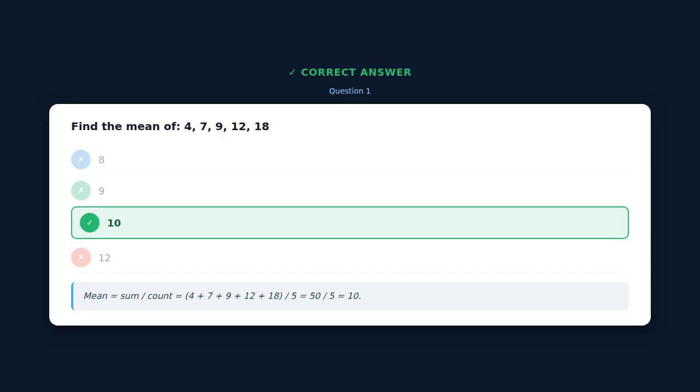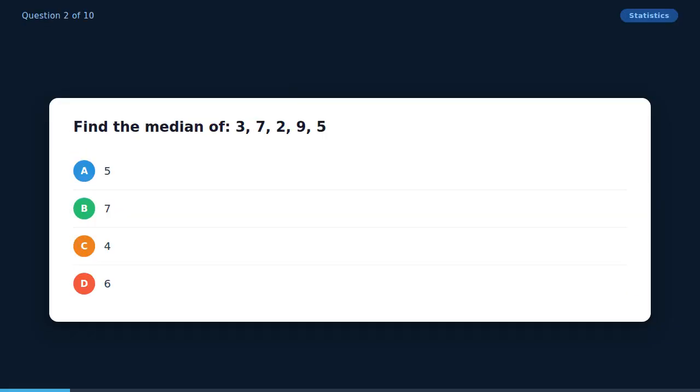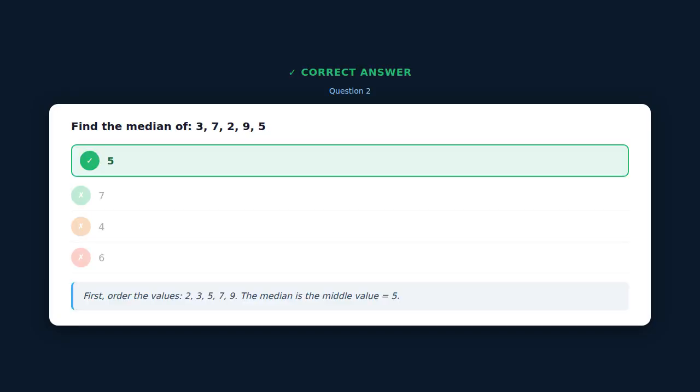Question 2 of 10. Find the median of 3, 7, 2, 9, 5. Option A, 5. Option B, 7. Option C, 4. Option D, 6. Take a moment. The correct answer is A, 5. First, order the values: 2, 3, 5, 7, 9. The median is the middle value, which equals 5.